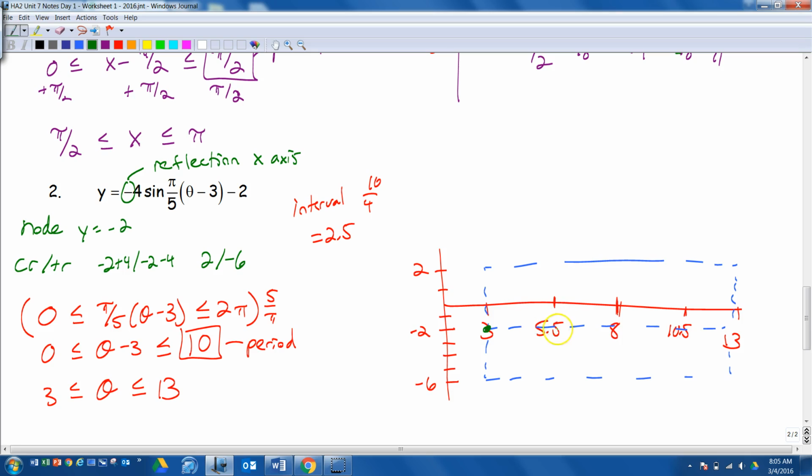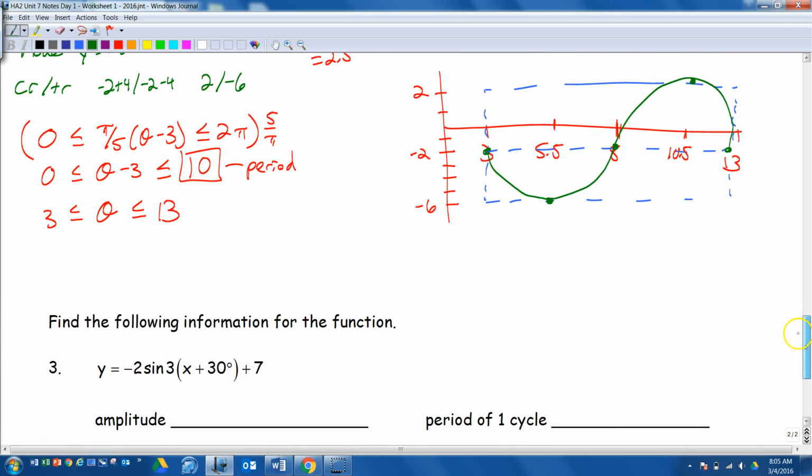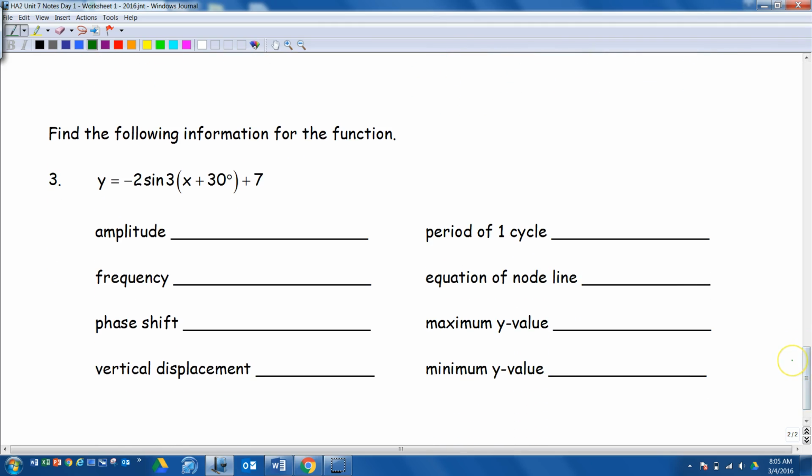So what happens to the graph is, instead of going up first, it goes down first. So a negative sign goes down first, starting at the node line. Okay? So that is one cycle of this sine curve. Only difference was it went down first. So, alright, and then the last thing is I'm going to give you this, and I just want to talk through some things, some easy ones.